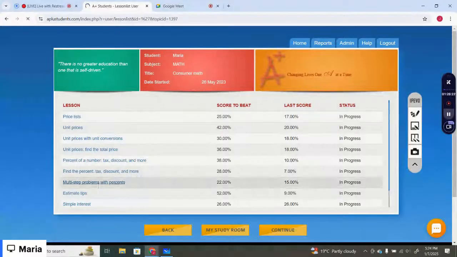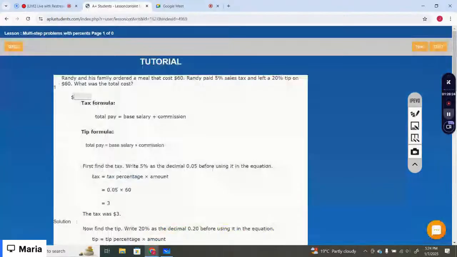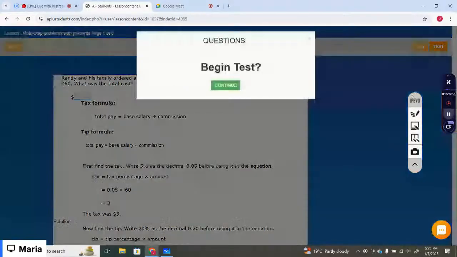Multi step problems with percents. Let's just start with the test questions.